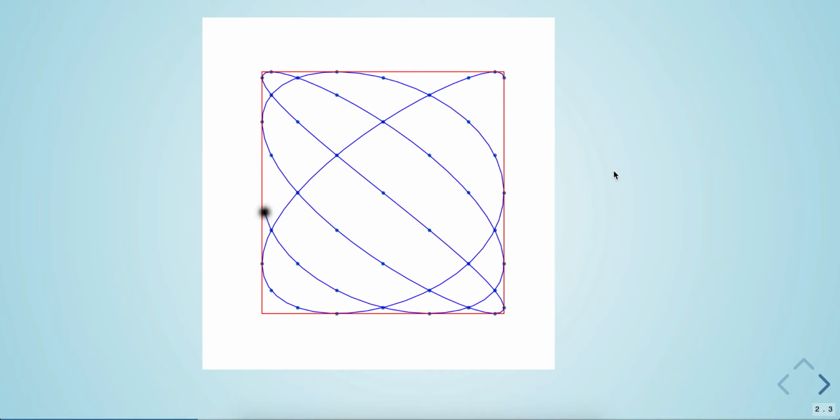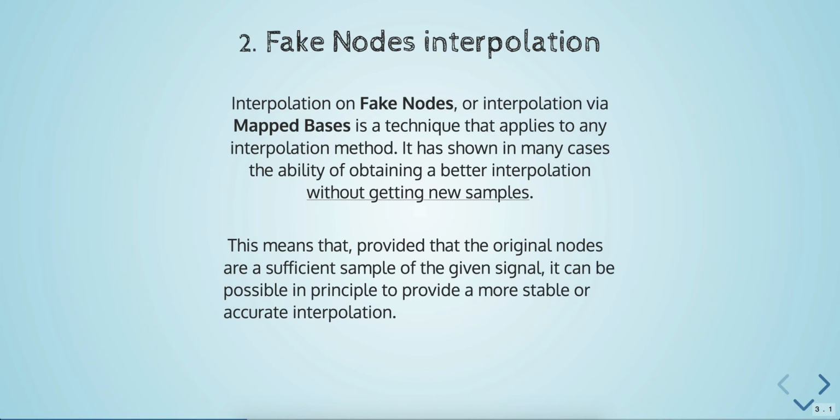So what we obtain is our signal on this grid, which is scattered, and we want to reconstruct it over an equispaced grid. So what we need is an interpolation method. Now, let me introduce the fake nodes interpolation family of methods.